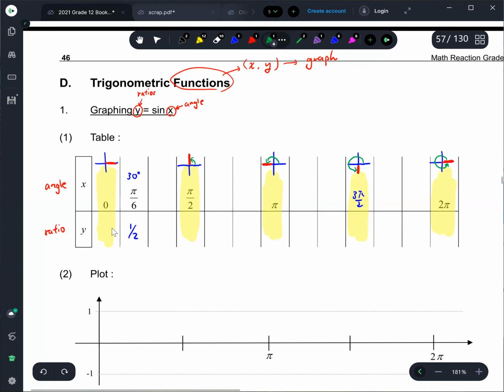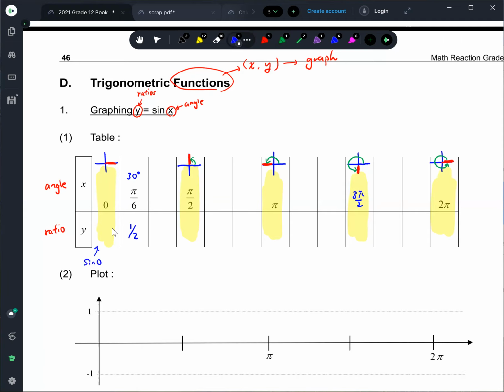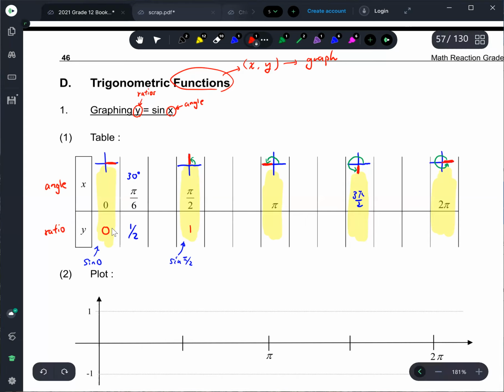So sine of 0, our first one. Sine of 0. Okay, Daniel, what does sine of 0 equal? 0. Yeah, okay. And then the next one, sine of pi over 2. Evan. Sine of pi over 2. 1. Yeah, very good. Okay, next one, when the angle turns to pi, sine of pi, Kellen.